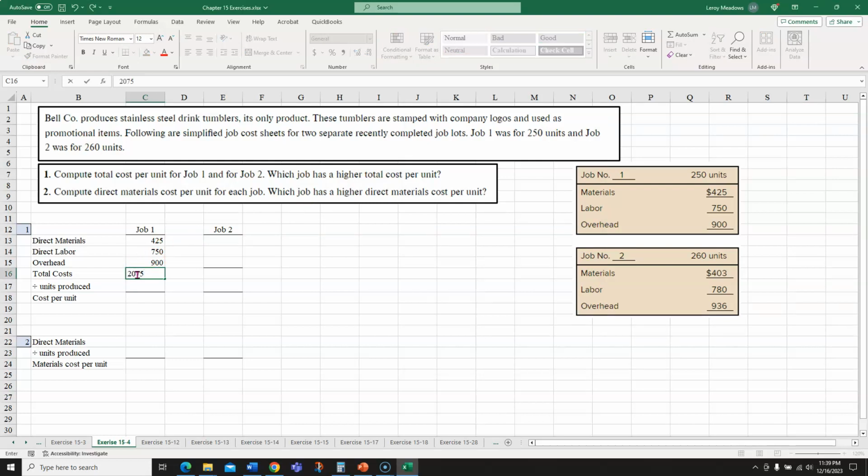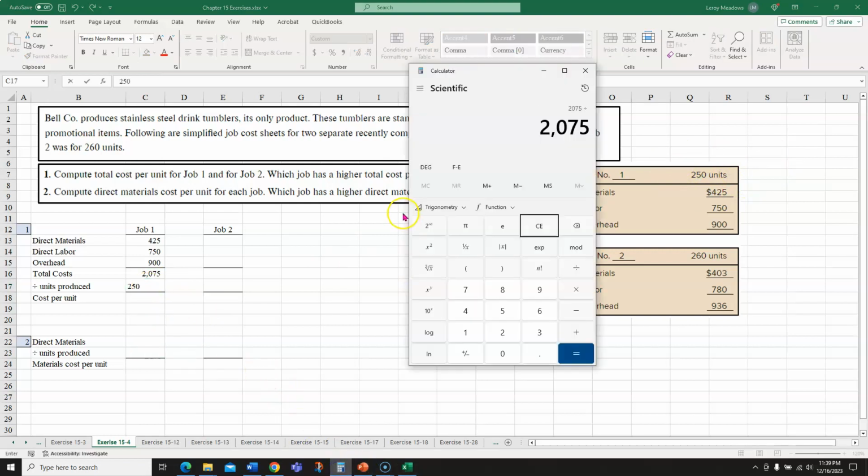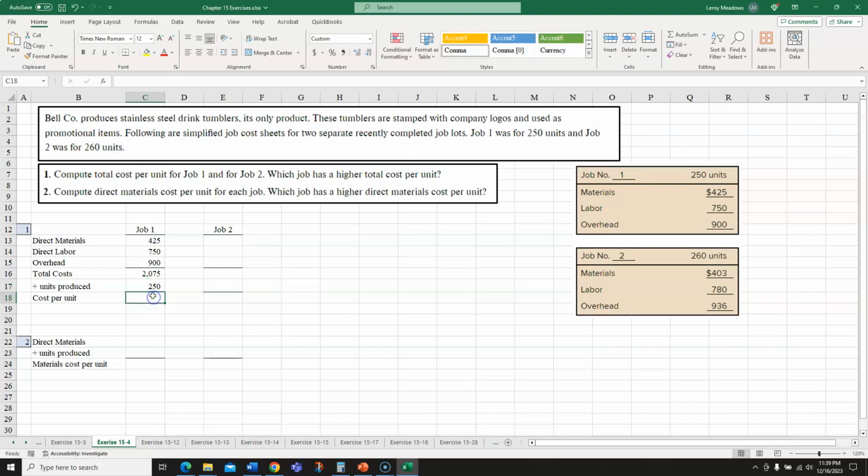Now, in order to get a total cost per unit, I'm going to take my total costs and divide that by the number of units produced. How many units did I produce in job 1? Right up here, I'm told 250 units. So 2,075 divided by 250 gives me a cost per unit of $8.30.